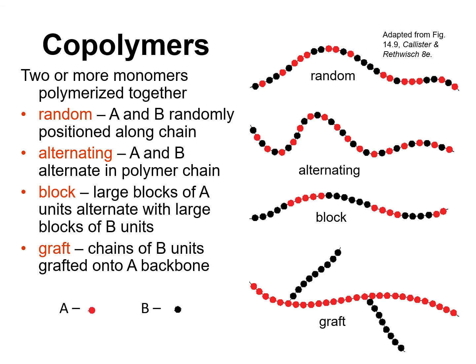As you can see on the illustration given here, random is where the units of A and B are randomly positioned along the molecular chain, whereas for the alternating, this is where A and B are alternately positioned in the polymer chain. For the block type of copolymers, we can have large blocks of A units alternating with large blocks of B units. And lastly, for graft, they have a branch here, whereby the chains of B units are grafted onto the A backbone.